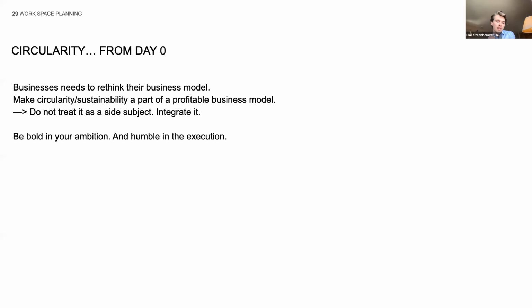And then just to end this presentation, I want to highlight the importance of incorporating the circular approach from day zero, and that businesses need to rethink their business model and make circularity a part of a profitable model, and not treat it as a side subject just to have some good lines in your yearly report. I also think it's super important to be bold about your ambition, but humble in the execution, and be realistic. But to highlight one more time, circularity needs to be a part of your profitable business model when you plan for it. So that was everything I had to present.